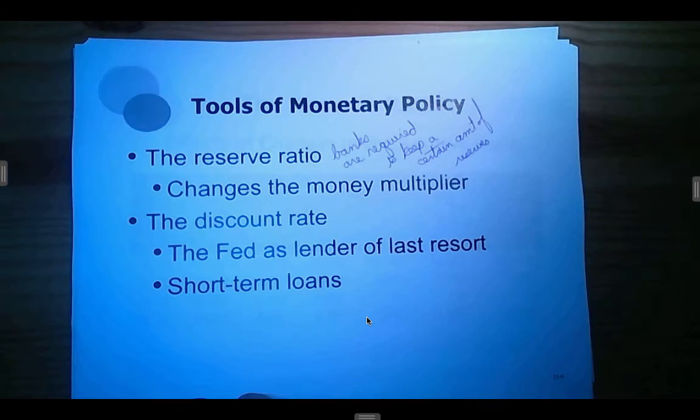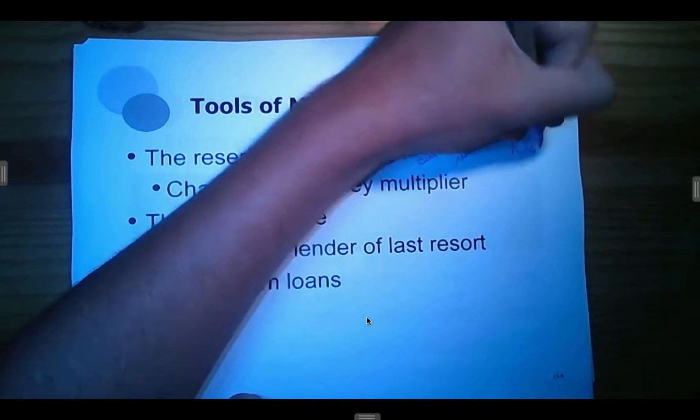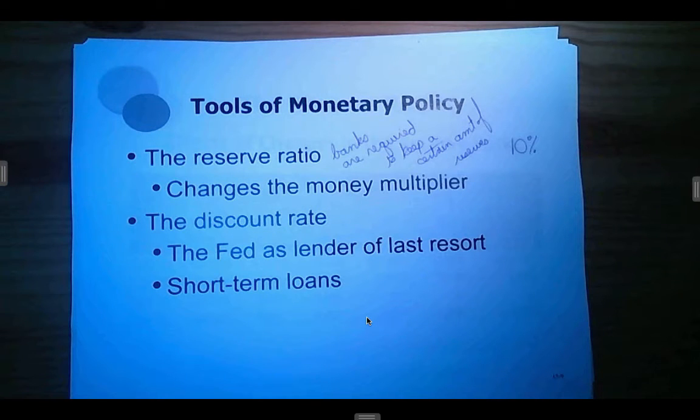So when you and I make a deposit, let's say that a typical bank is only required to keep 10% of the total deposits. So if you deposit a paycheck for $1,000, the bank's only going to keep $100 of it, and they're going to lend out the other $900 because that's how banks make money. Banks make money by lending money.